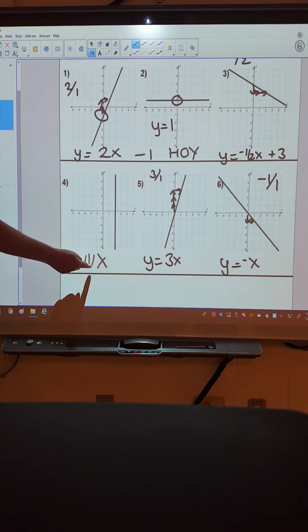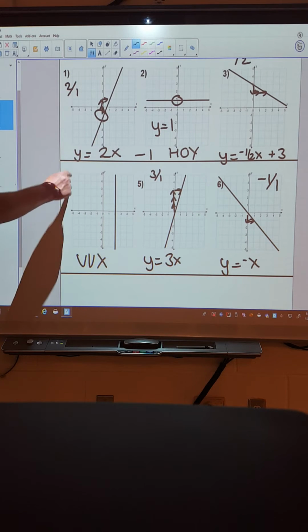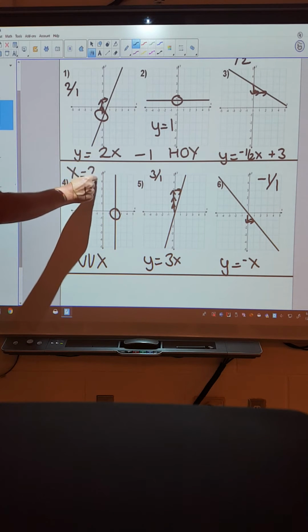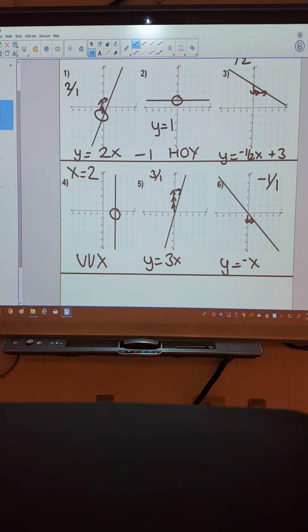Similarly for this one, this is a vertical line. It has undefined slope, that's the U. The x tells you the equation starts with x equals, and we just look at which number it passes through on the x-axis. So x equals 2.